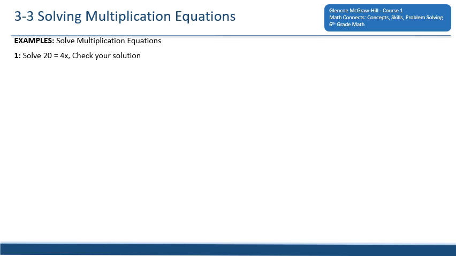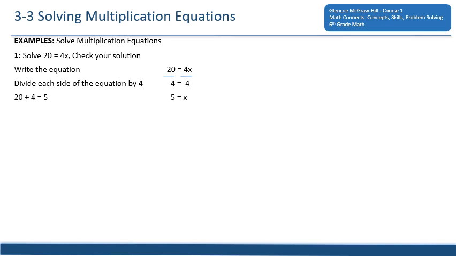So we're going to solve multiplication equations. Solve 20 equals 4x, and then check your solution. Write the equation 20 equals 4x. Divide each side of the equation by 4 because we want to undo 4 times x, right? So we're going to divide each side by 4. Those lines just represent division lines, or turning it into a fraction, which is division. 20 divided by 4 equals 5. So x equals 5. Check the solution. 20 equals 4 times 5. And 4 times 5 equals 20. So 20 equals 20.